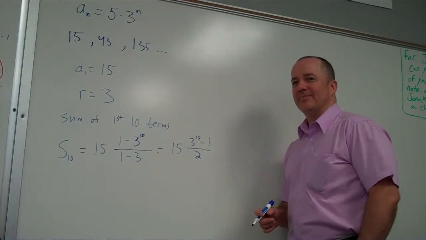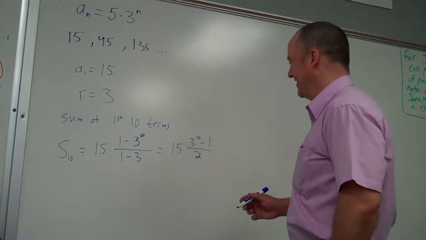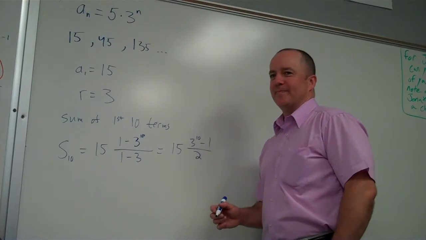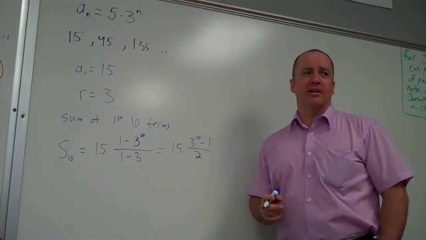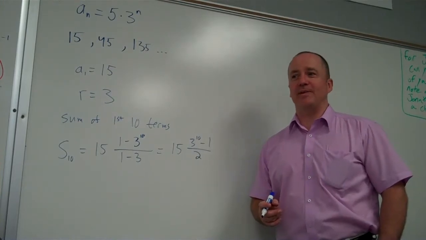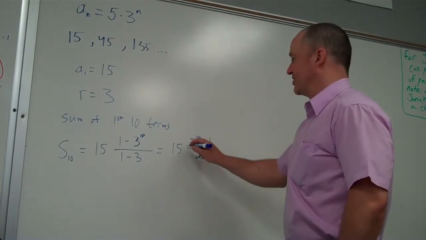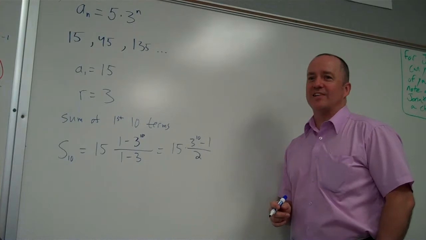Oh, I see what you did. Basically, you just took out negative 1 from top and bottom. Yeah. 3 to the 10th is going to be a really big number, so this is going to be an obnoxious example. This is where you pull out your calculator, but still this goes faster with the formula.